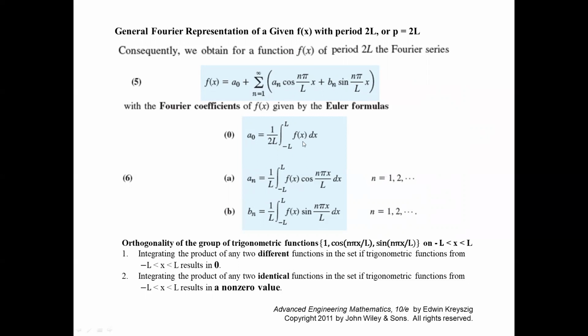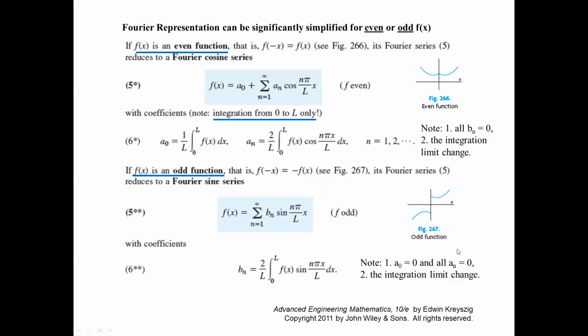If f is odd, integrating f from negative L to L, as we said earlier, is 0. So this is the best scenario. If we have an odd function f, then we don't have to integrate A naught and A sub n. They are 0. We immediately write 0, and we only need to integrate B sub n. So our computational effort significantly reduces.